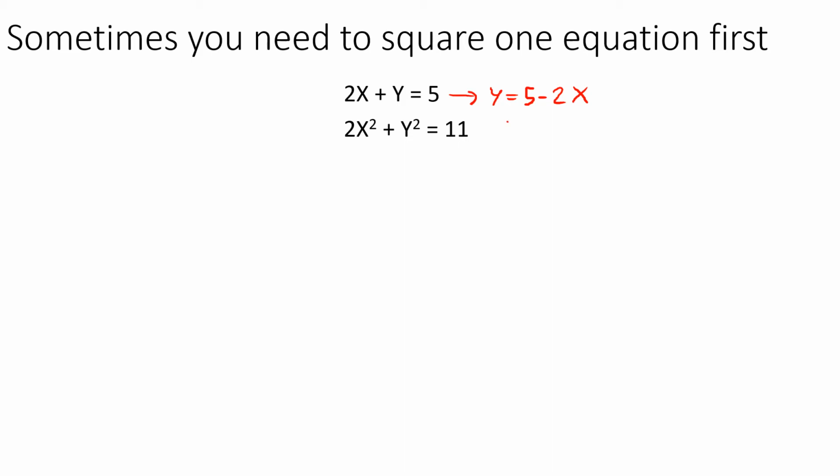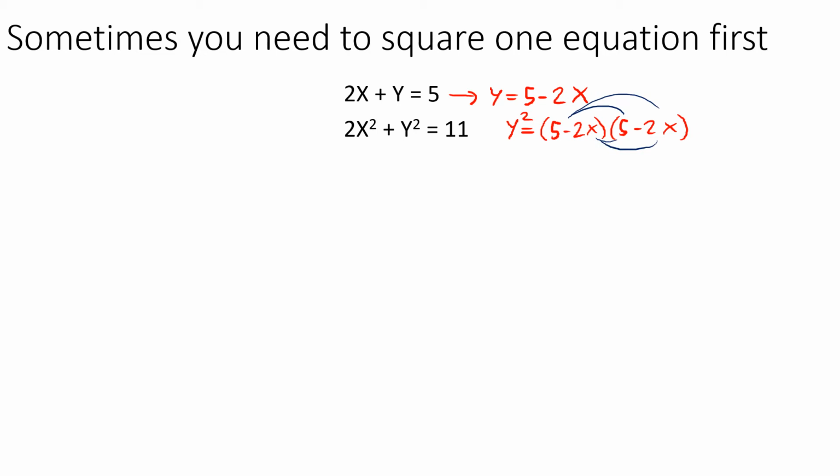Now, if you are squaring 5 minus 2x, you don't just square the 5 and square the 2x, you have to square the whole thing, which means multiplying it by itself. Remember, that's what squared means. It means times by itself. So if we want to square 5 minus 2x, we need to times 5 minus 2x by 5 minus 2x.